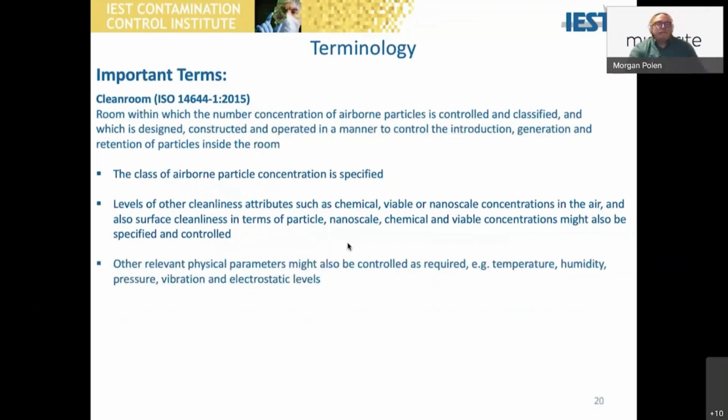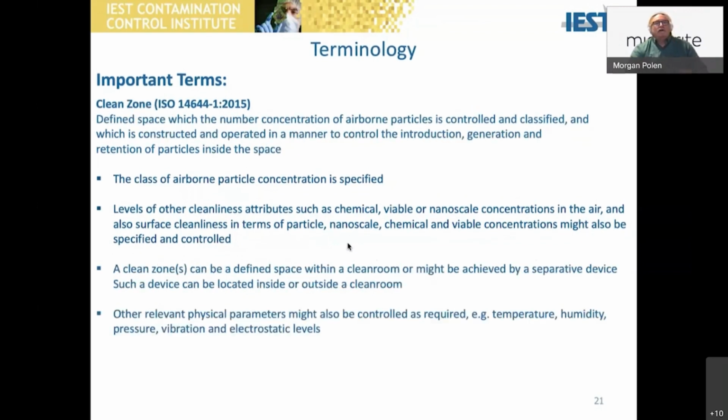Now, the difference: we have a clean room and a clean zone. A clean zone is different from a room because it's a designated space that would be in a room. We control particles, it's controlled and classified, and we've specified what those levels should be. A clean zone can be a defined space within a clean room, or might be achieved by separate devices. Such a device can be located inside or outside of a clean room.